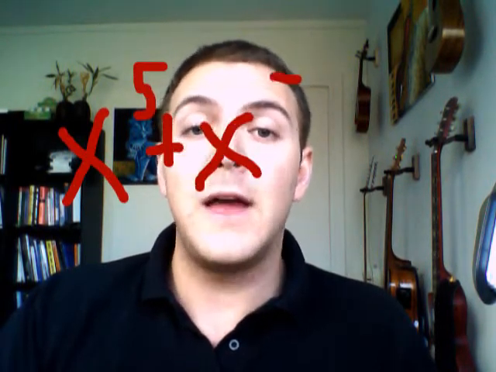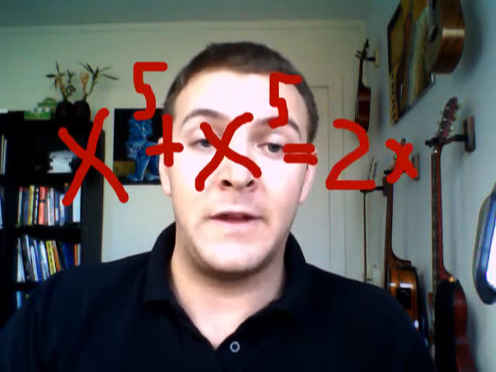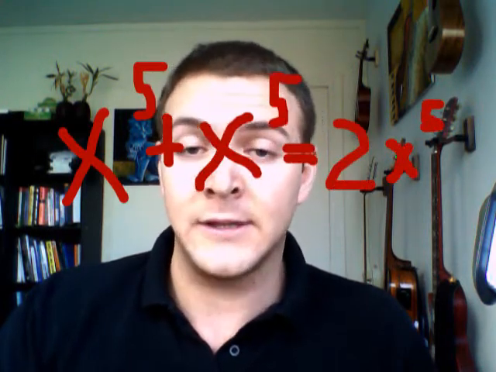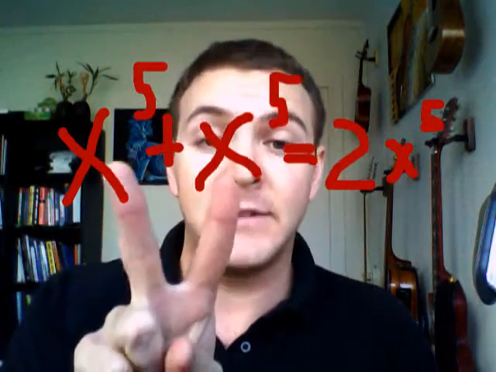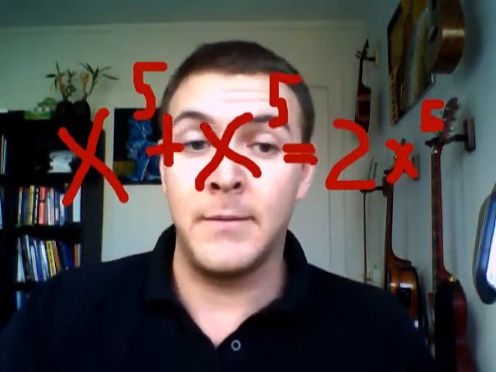Now, if you have something like x to the fifth plus x to the fifth, well, then they're like terms. And then that just equals 2x to the fifth, because there are two of them. They're the same thing. So remember, when you're adding exponents that have the same variable, same exponent, then you can just make them like terms and combine them. But that's the only time you can do that. Same with subtraction. 5x squared minus 2x squared is 3x squared, etc.